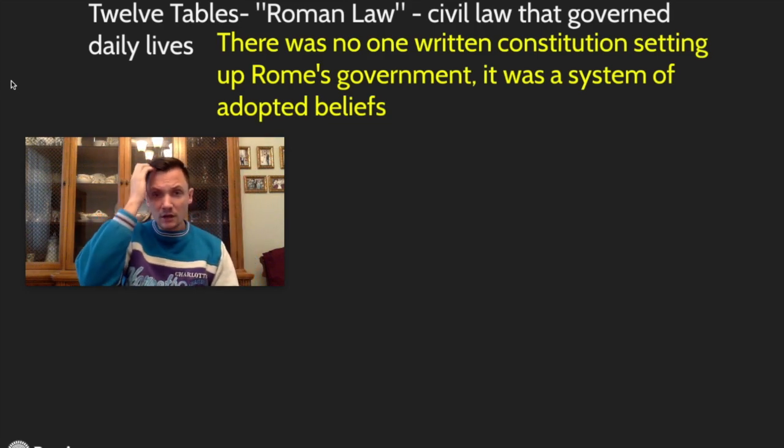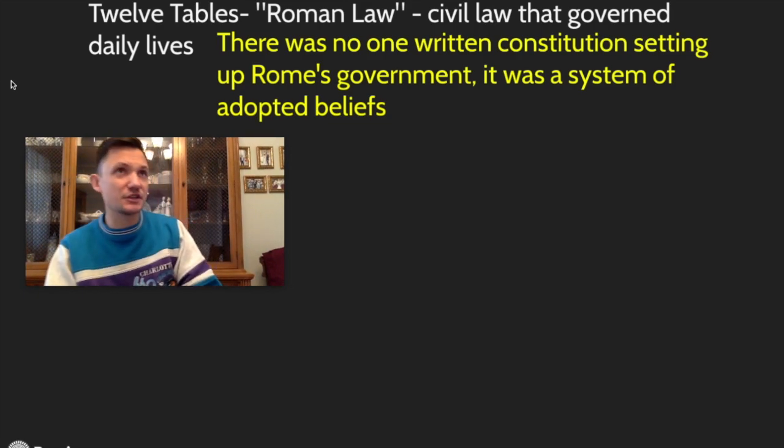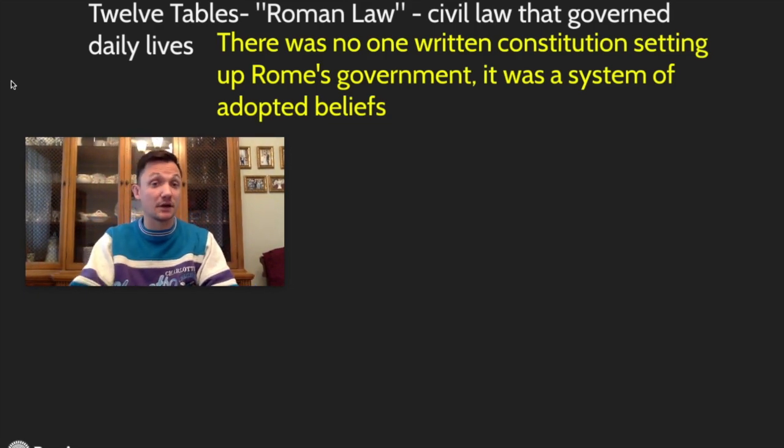So, the government has no written constitution. In our constitution, it sets up our legislative, executive, and judicial branches, right? And it talks about the checks and balances and governing powers that they hold over top of one another. However, Rome never had this. Rome actually had a set of traditions. It was just a system of adopted beliefs, right?